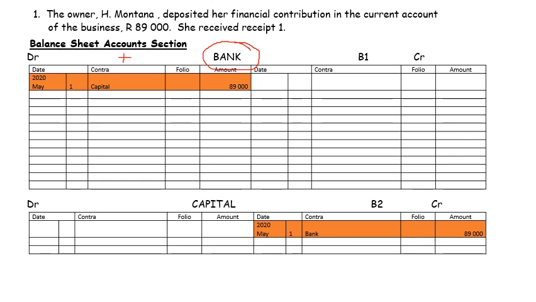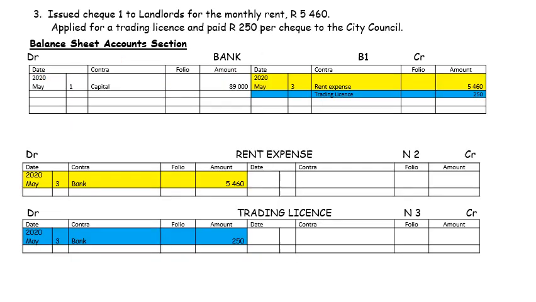So on the debit side, on the 1st of May, you will write the amount of 89,000 in the amount column, and then capital is what you are receiving. So capital is the contra, which also means that you need to open a capital account. Capital is owner's equity, increases on the credit side. So on the credit side of capital, 2020, May the 1st, money is in the bank, 89,000. Double entry principle has been applied. One account was debited, the other credited.